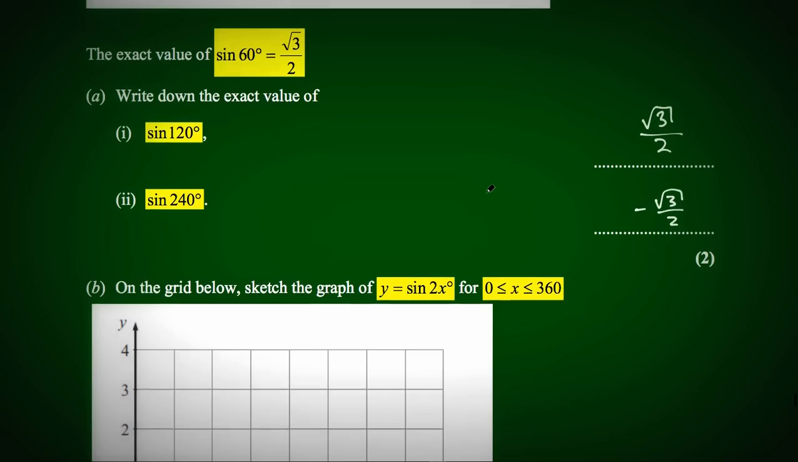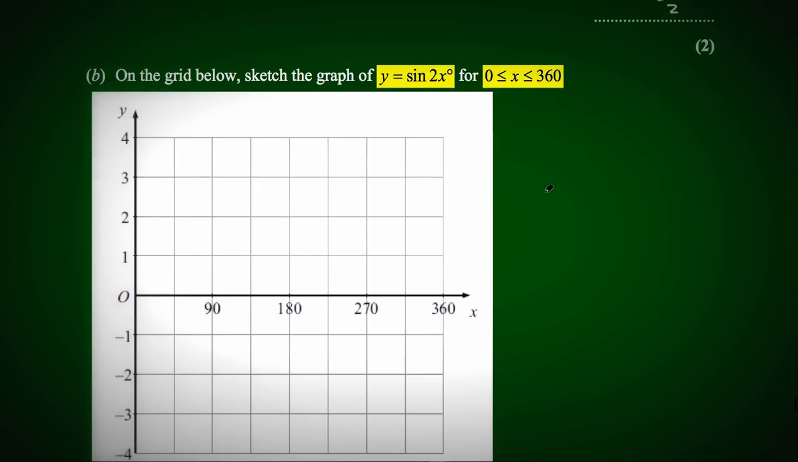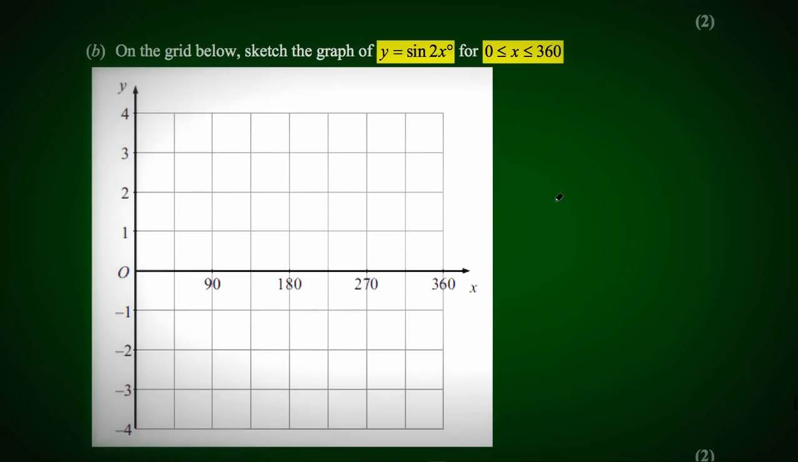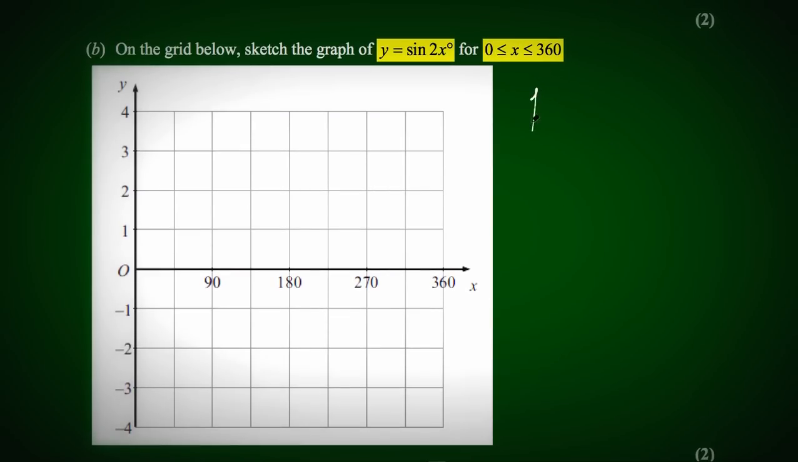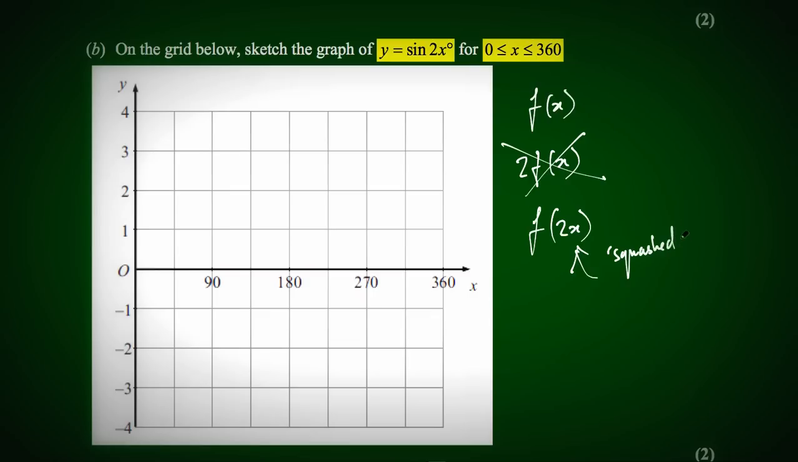Question B, on the grid below, sketch the graph of y equals sine of 2x from 0 to 360 degrees. Now if we think about this as a function, f of x, this is not 2f of x, although they've given room for everything to be doubled. It's not that, because it's not 2 sine x, it's sine of 2x. So this is in fact f of 2x. And that means that it affects the horizontal stretch. And in fact, this graph will be effectively squashed, or stretched by factor half.